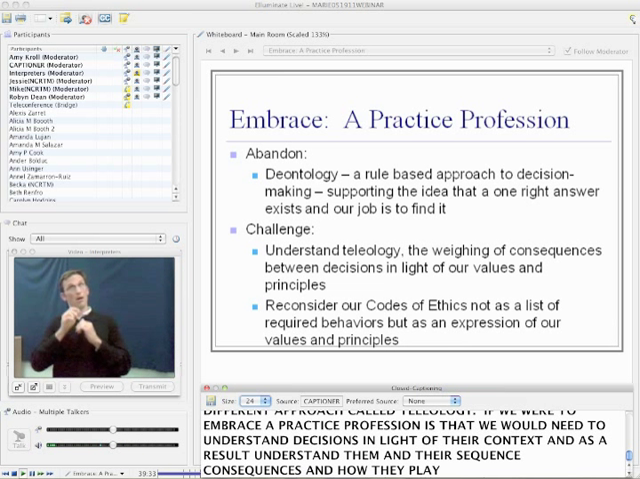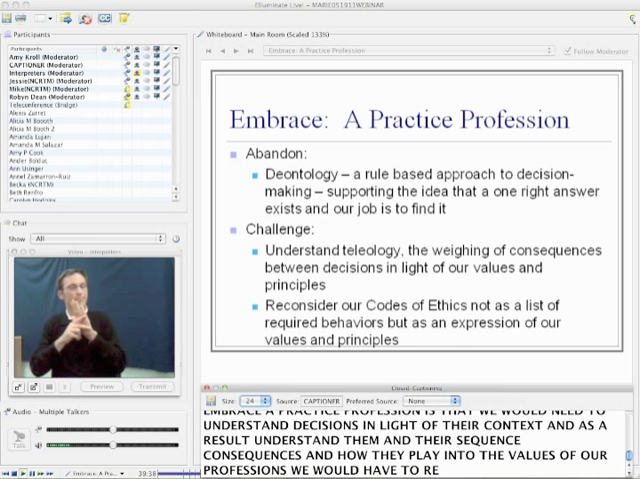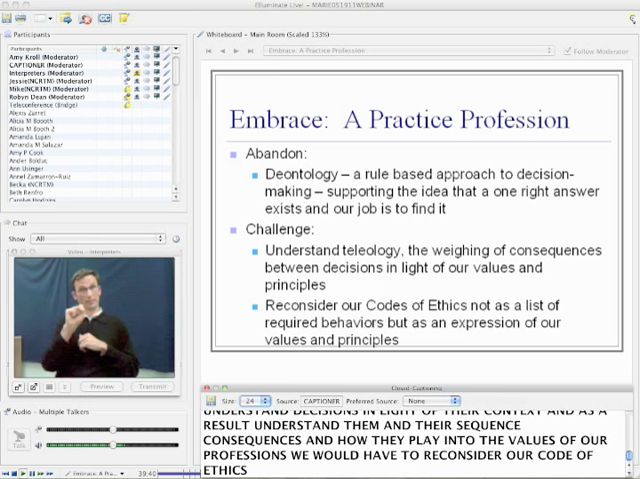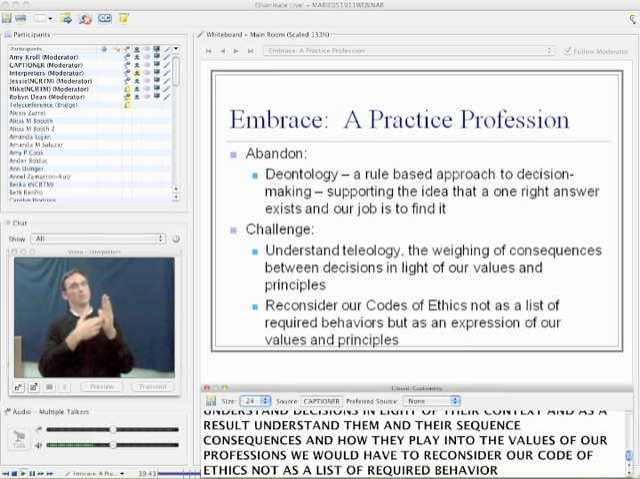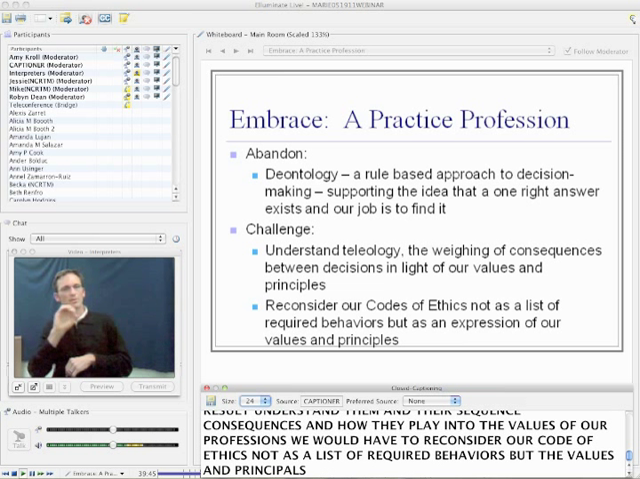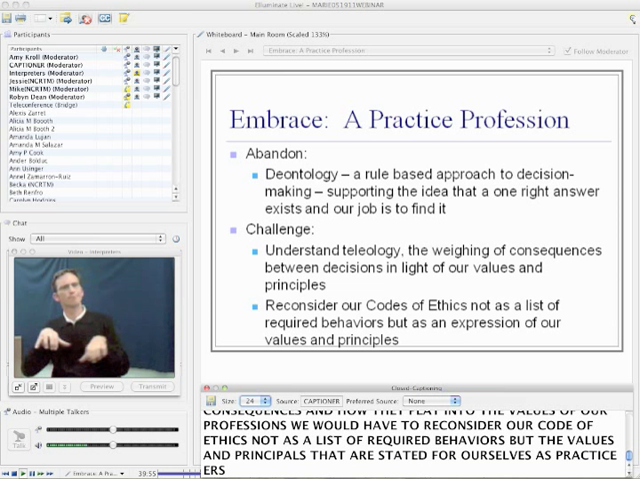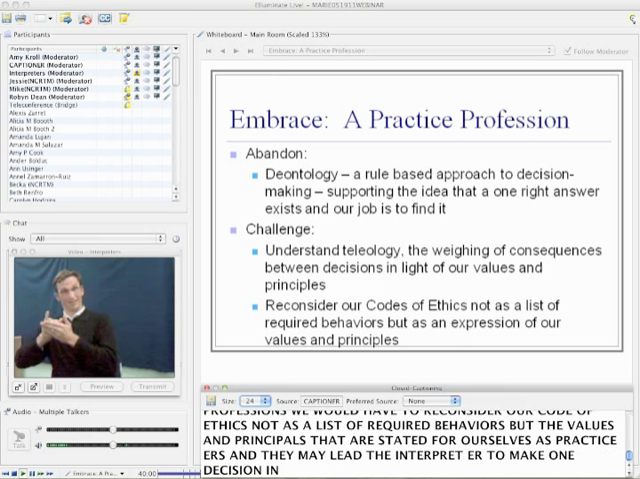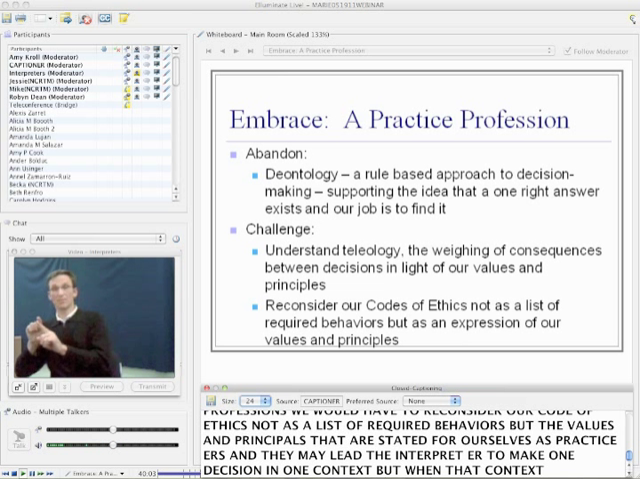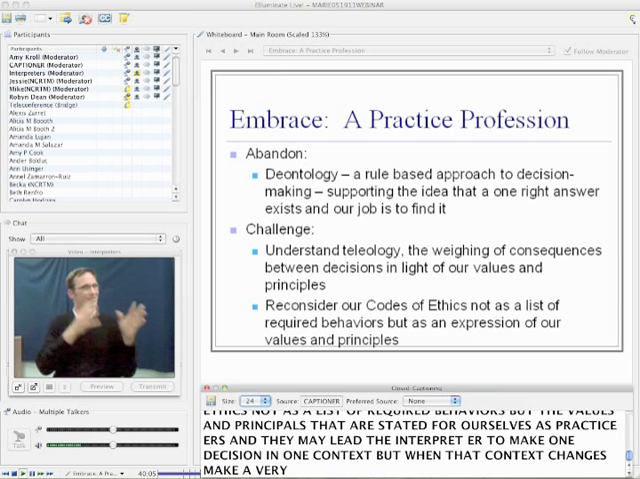Another challenge would be that we would have to reconsider our code of ethics, not as a list of required behaviors, but as an expression of values and principles. The values and principles that are stated for ourselves as practitioners and as our consumers could begin to see our values and principles. And quite frankly, those values and principles may lead an interpreter to make one decision in one context but when that context changes, make a very different decision, because the values and principles are what stay consistent, not the decisions of the interpreter.